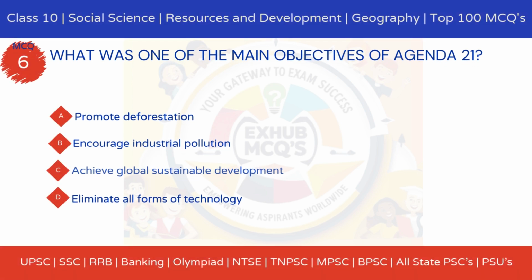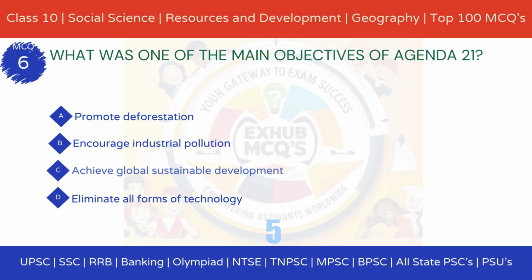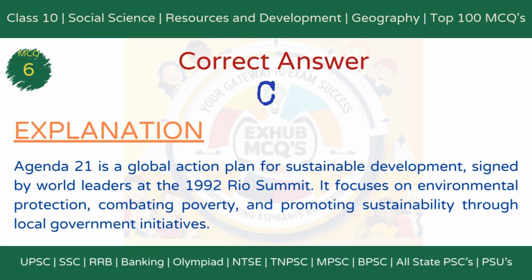MCQ 6. What was one of the main objectives of Agenda 21? Option A, promote deforestation. Option B, encourage industrial pollution. Option C, achieve global sustainable development. Option D, eliminate all forms of technology. The correct answer is option C, achieve global sustainable development.